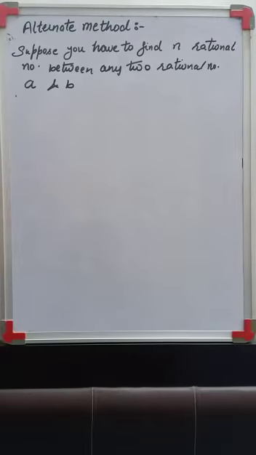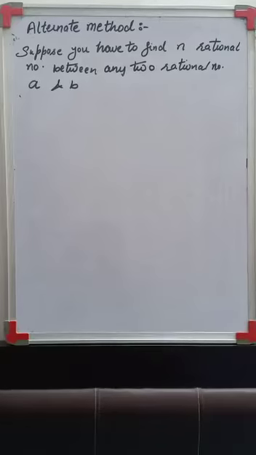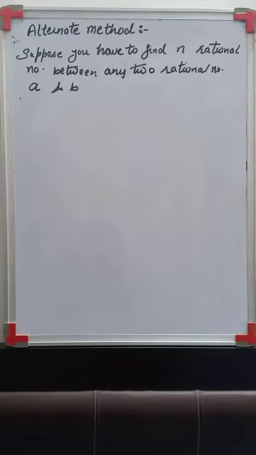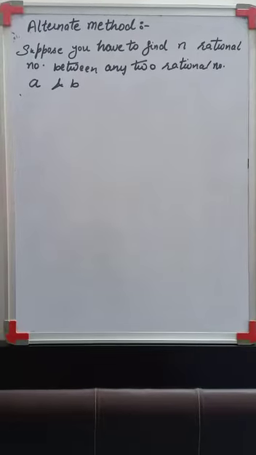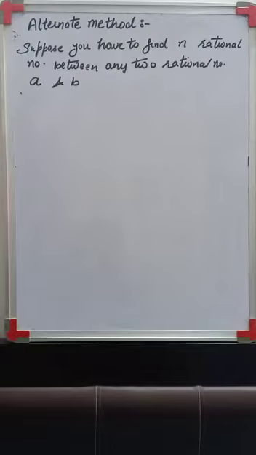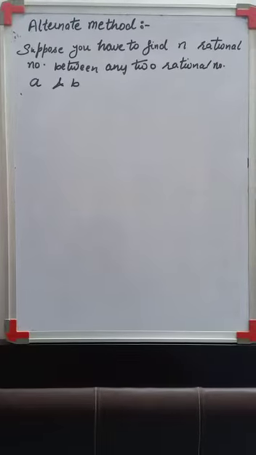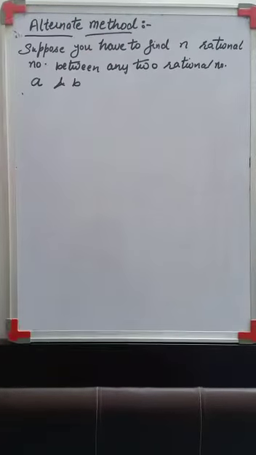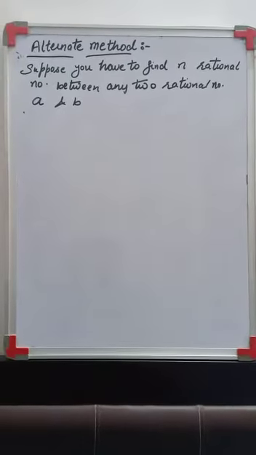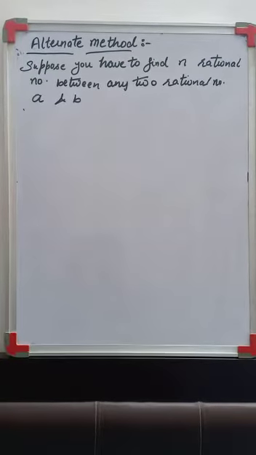Good morning, students. In our last video we learned how to calculate the number of terms in between two rational numbers, right? If two rational numbers are given and you need to calculate numbers in between. In the first method, we added both of the numbers and divided by 2, and you get another number. But over here I am explaining another method, an alternate method, to calculate n rational numbers in between any two rational numbers.